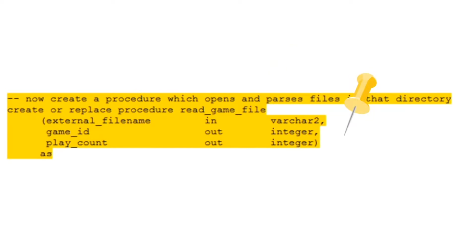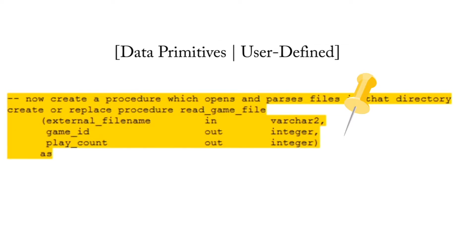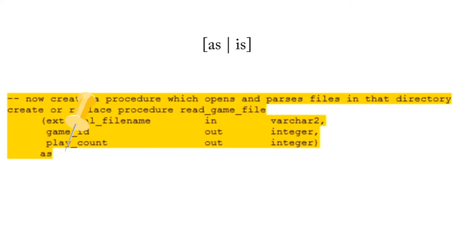The procedure signature then includes a comma-separated list of passed parameters. Parameters may be passed into the procedure, out of the procedure, or both. Parameters may be data primitives or user-defined, wherein the level of complexity is limited only by the calling program. That is, if you have PL/SQL procedures being called only by other PL/SQL procedures, you can go as complex as you like. If you're calling these from .NET or Java or something like that, then you have to stay within the structures those languages can handle. Finally, the procedure signature is culminated by the keyword as or is.